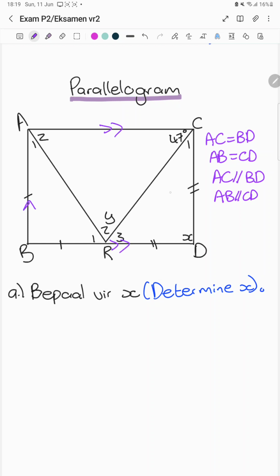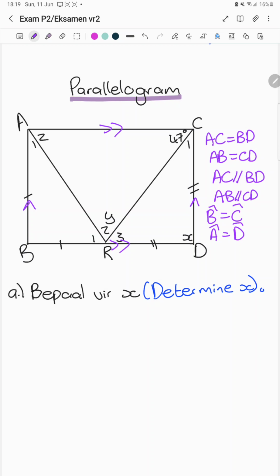Alright, so we know this. Then I also know that my opposite angles are equal. So I know that B will be equal to C, and I know that A will be equal to D. Alright, so let's get started.